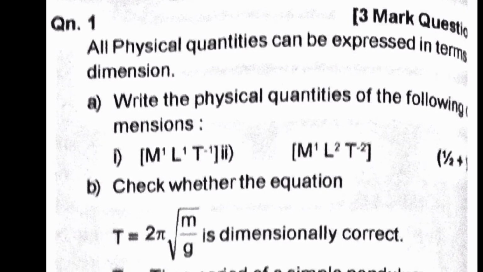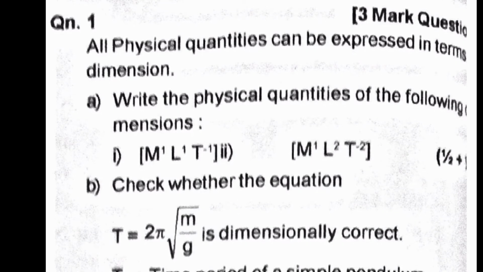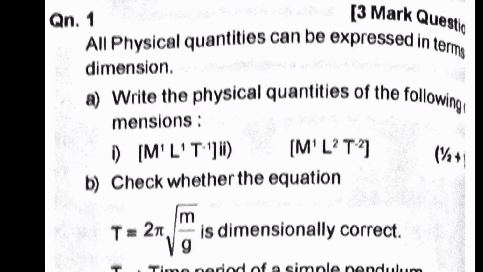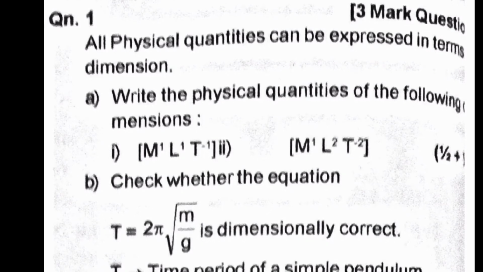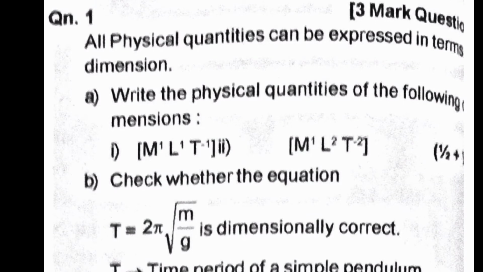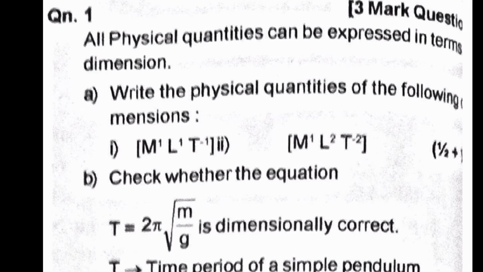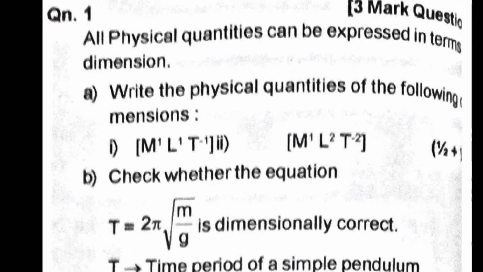The second one is, check whether the equation T is equal to 2 pi root of m by g is dimensionally correct. Here T is the time period of a simple pendulum, m is the mass of the bob, g is acceleration due to gravity. Can we answer the questions?